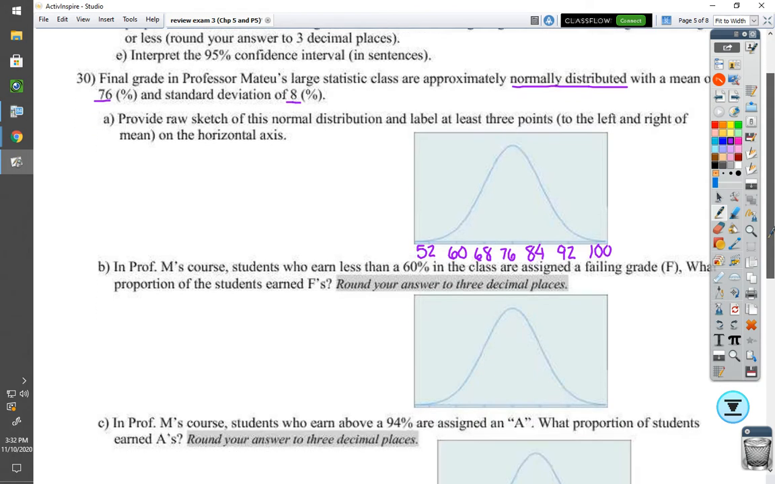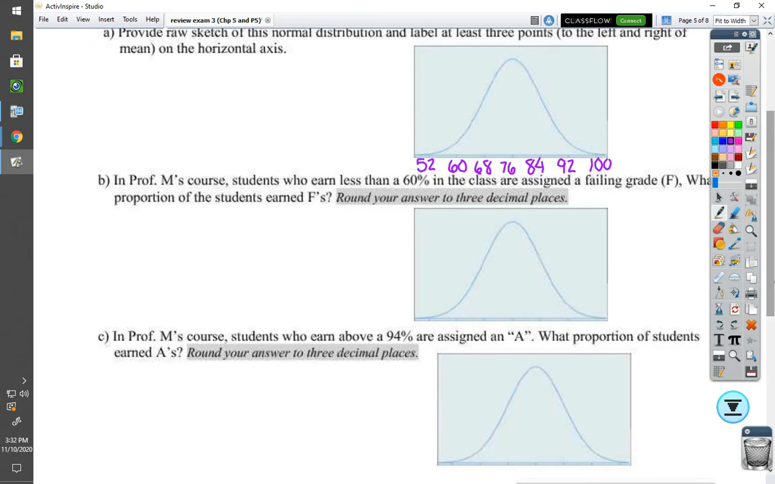I'm not going to repeat that drawing over and over again, but you may need it. In Professor M's course, students who earn less than 60% in the class are assigned an F. Okay, so 60% is going to get you an F. So it wants to know what proportion, that's the important word right there. That to you should mean what area. What proportion of these students will be from the 60 mark down? So here's the 60 and downward.